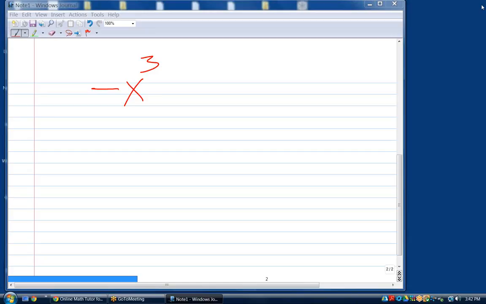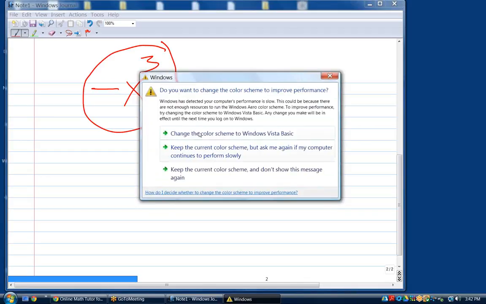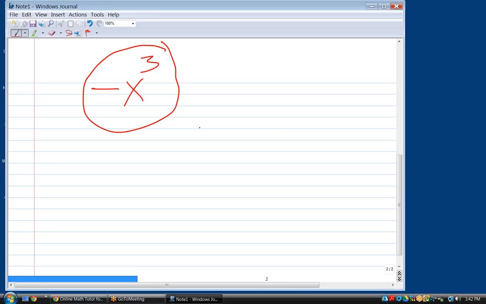When you talk about end behavior, the only term that matters is the highest degree of the polynomial. I don't even care what the rest of it is. This term is going to determine my end behavior. End behavior is all about what happens to the polynomial when x goes to negative infinity, and also what happens to the polynomial when x goes to positive infinity.